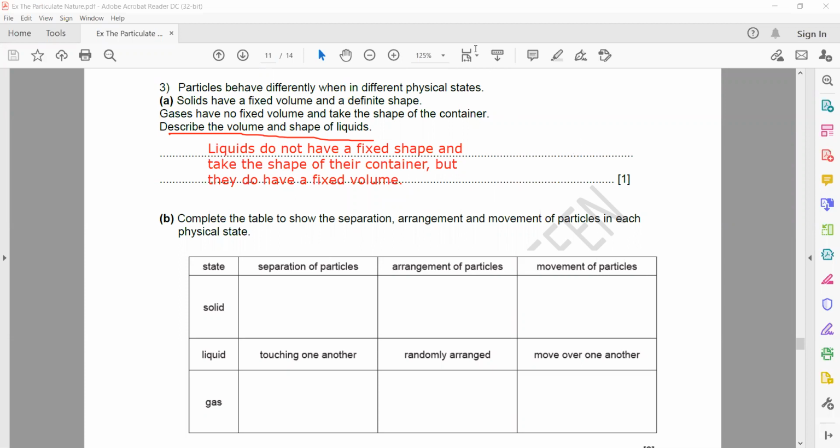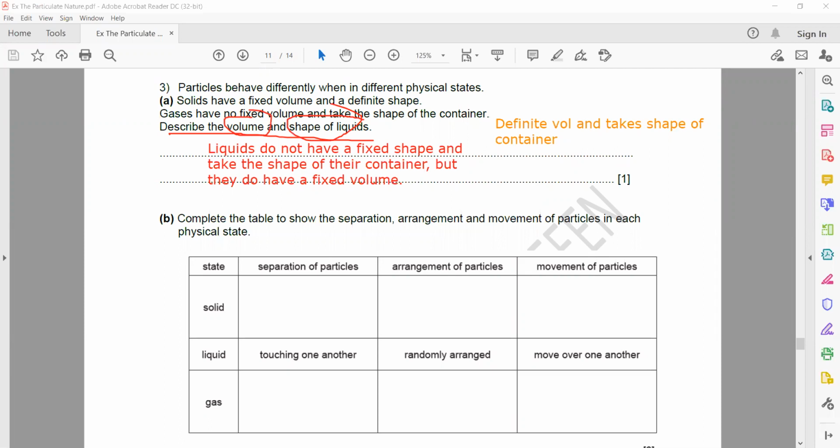Or you can also write they have definite volume and they take the shape of the container. And you have to mention the volume as well, because they ask for both. Describe the volume and the shape of the liquid. So you have to explain both of them.